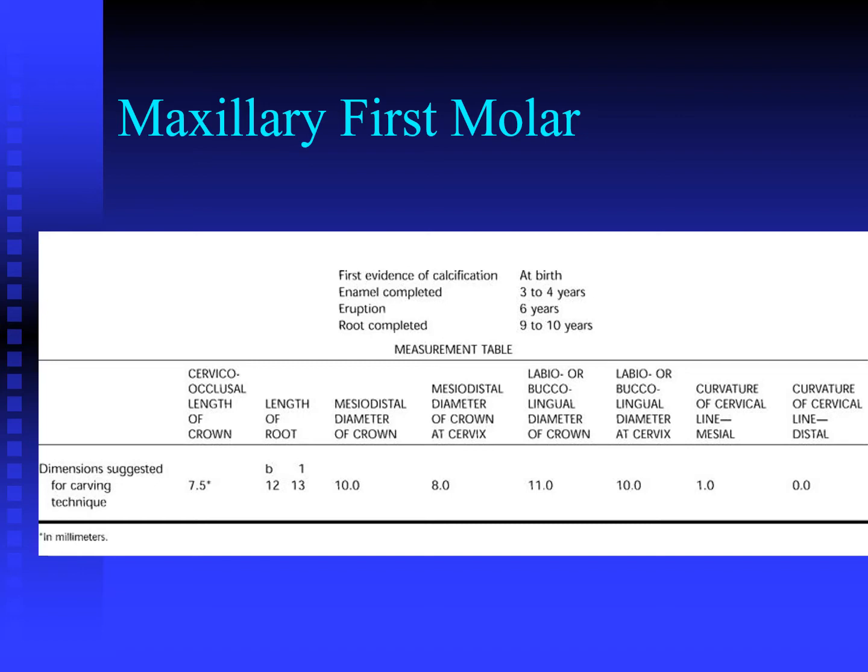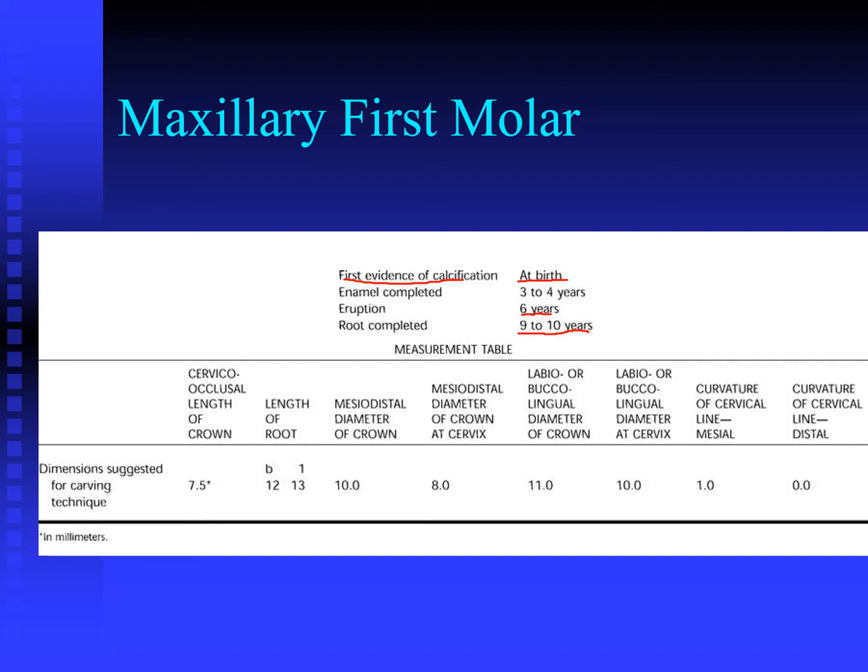So in this slide, I would like to emphasize that the first evidence of calcification is at birth. So this is a tooth that primarily will develop and calcify just after the birth of the child. Enamel will be completed in 3 to 4 years. Eruption is 6 years, and the root ends are completed about 9 to 10 years.